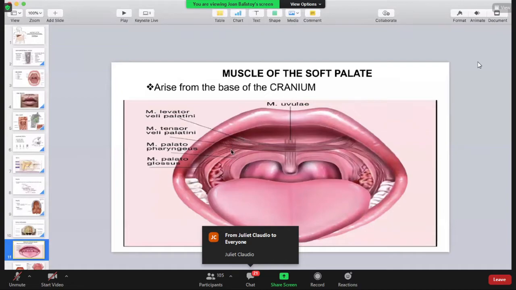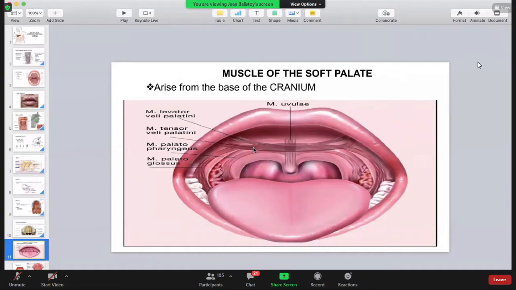First, let us discuss the tensor veli palatini. This muscle originates from the scaphoid fossa of the medial pterygoid plate, inserting into the palatine aponeurosis. It is innervated by the medial pterygoid nerve of the mandibular nerve. What does it do? It tenses the soft palate as well as opens the pharyngotympanic tube during swallowing and yawning. So that is the purpose of your tensor veli palatini.